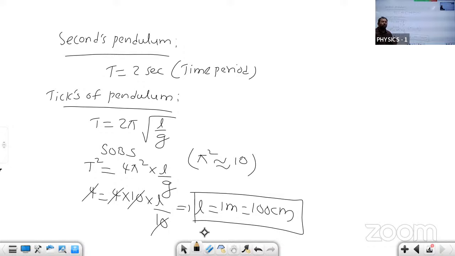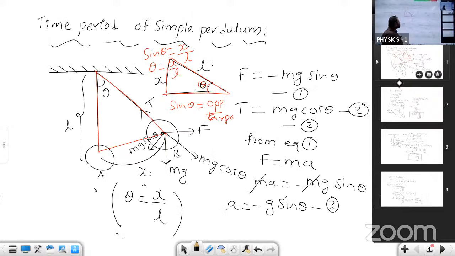So in total, 2 cases come from this simple pendulum topic. One is the seconds pendulum definition. The second one is ticks of pendulum. Up to now, seconds pendulum, ticks of pendulum, and time period are over. Sometimes we get a problem from this derivation of the simple pendulum. So students, one more time I will give you the explanation from the start onwards. First, the time period of a simple pendulum.